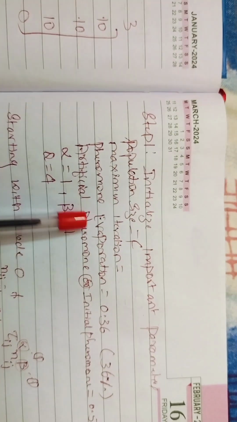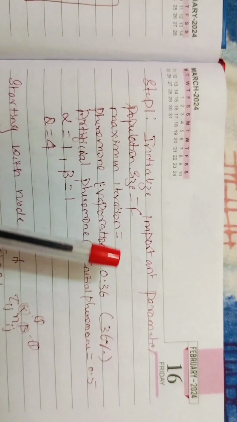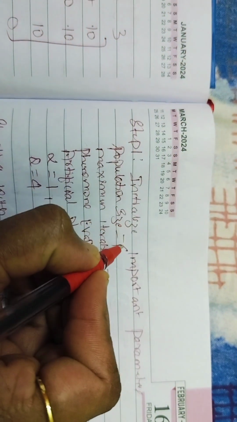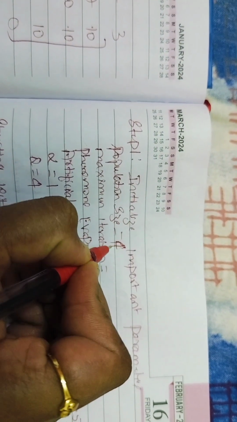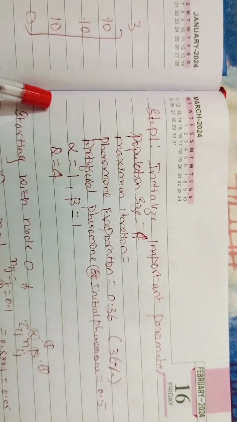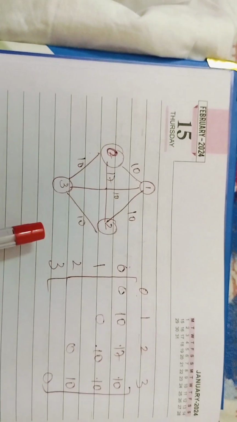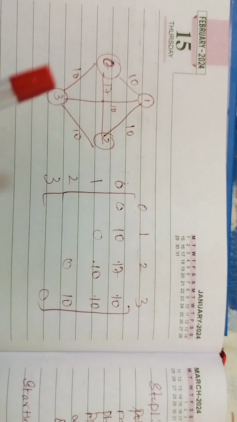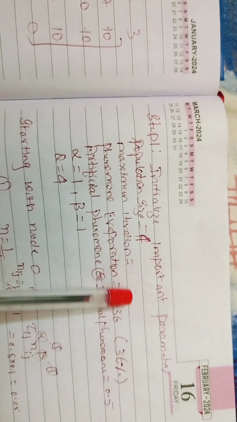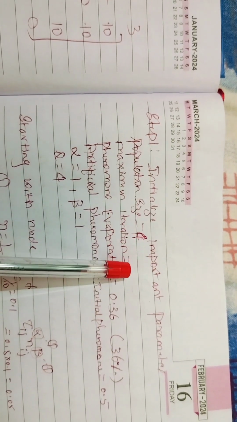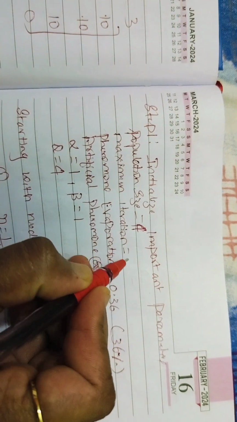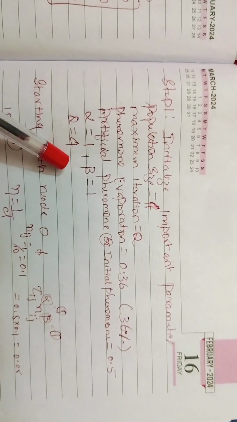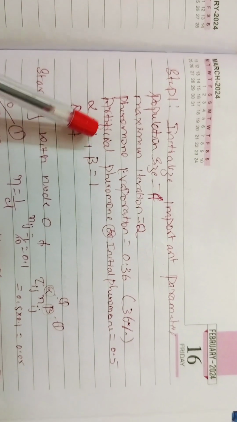Beginning with step 1, initialize important parameters. So here the population size they have taken is 4. Since we are taking the travelling salesman problem, we have 4 nodes which is equivalent to 4 ants. So we have taken the population size as 4. Maximum iteration we have taken here as 2. The same can be repeated during your exams.